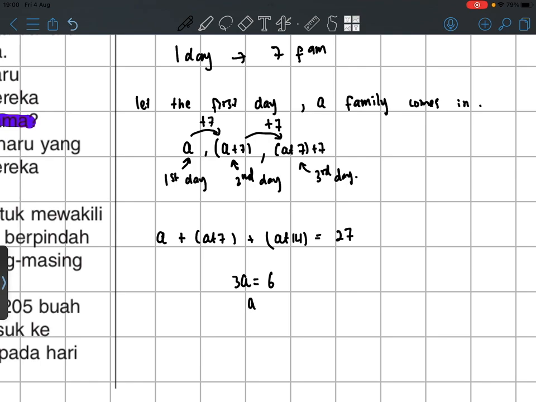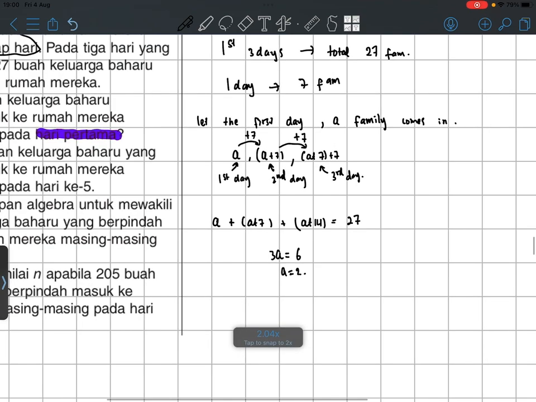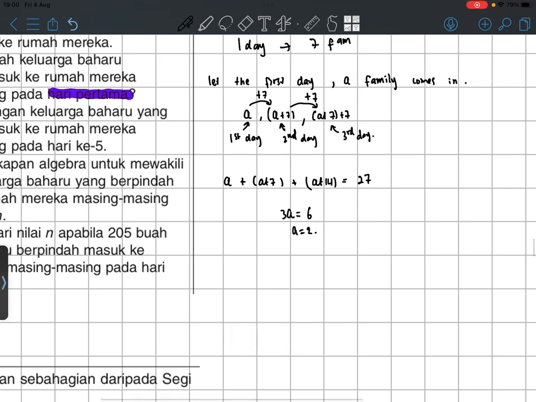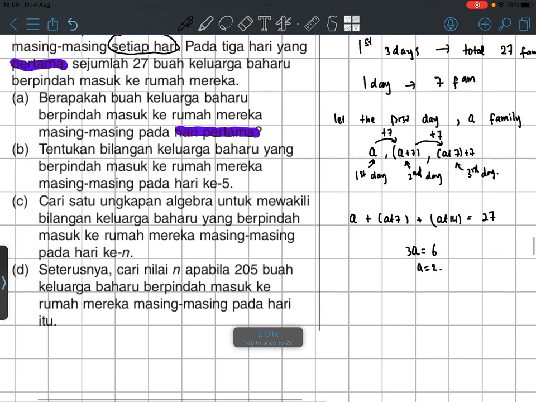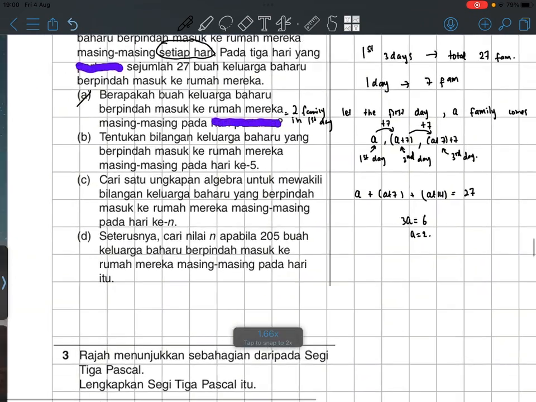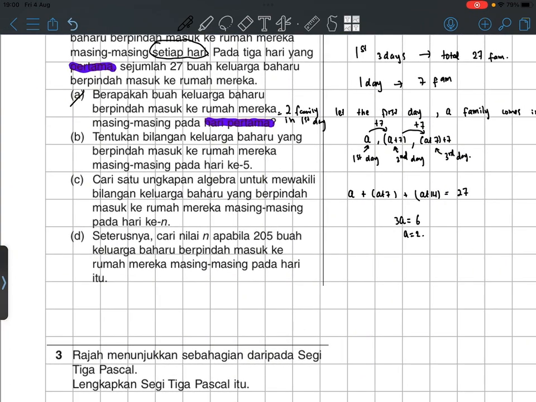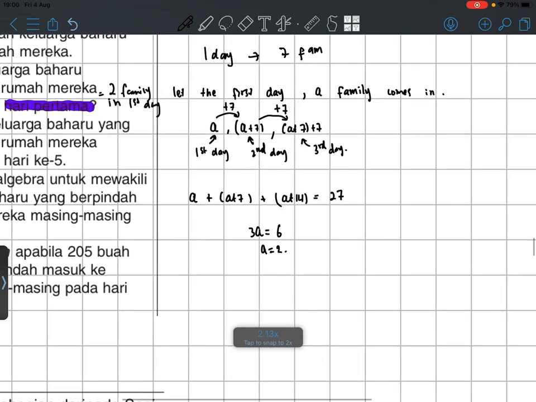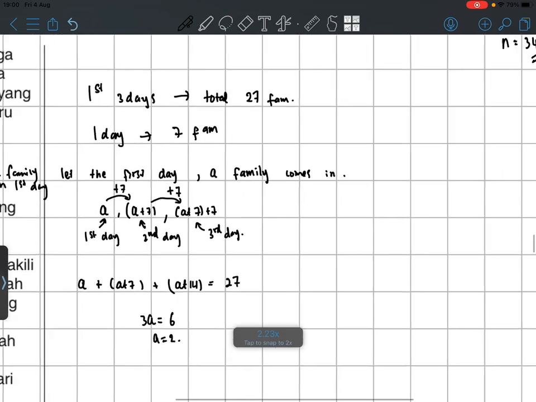So a is 2, which means that in the first day, 2 families come in. Okay, like that. Then question B, tentukan bilangan keluarga baru yang berpindah masuk ke rumah mereka masing-masing pada hari kelima. So this is actually simple because we already know the sequence.